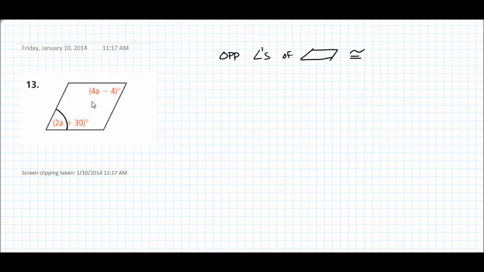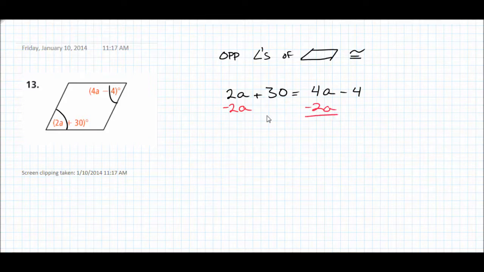Opposite angles would be this one and this one. So we can say 2A plus 30 equals 4A minus 4. First thing I always like to do is get the variables on the same side of the equation, preferably positive if I can do it. So I'm going to subtract 2A on each side.